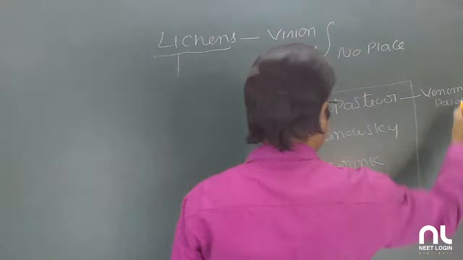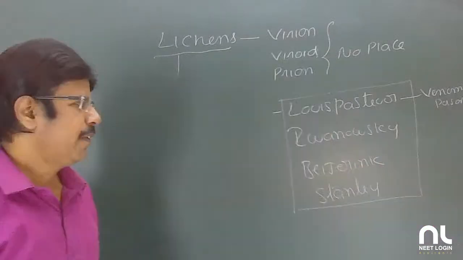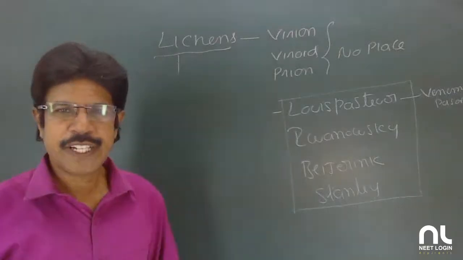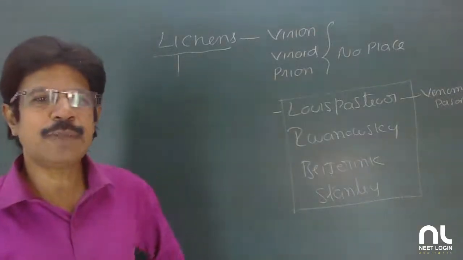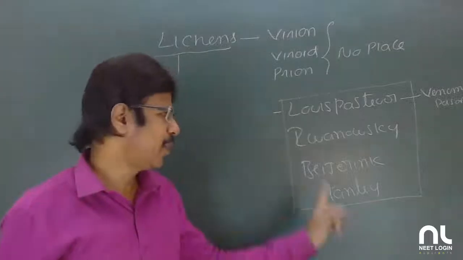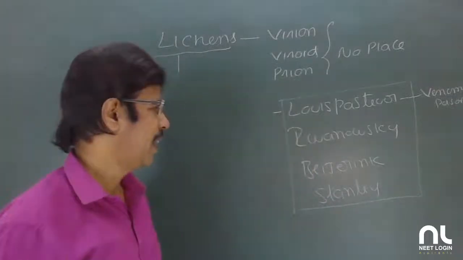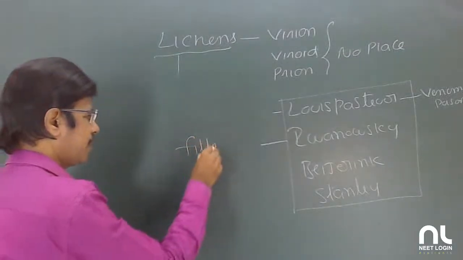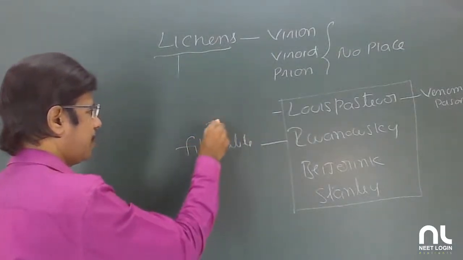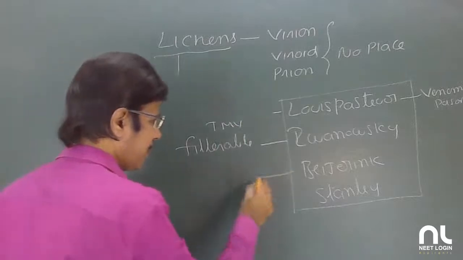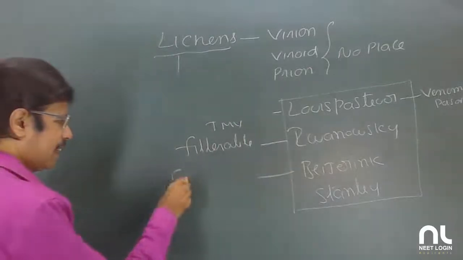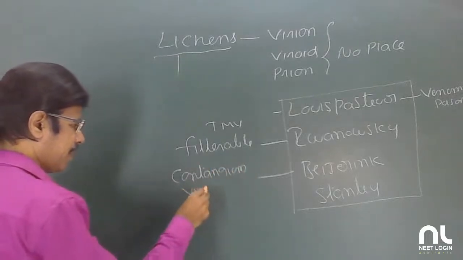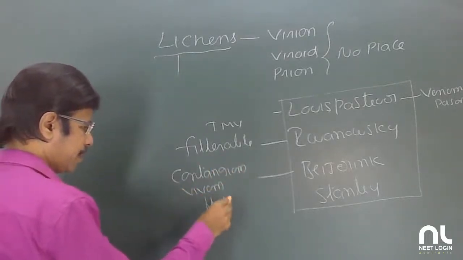Venom or poison. Ivanovsky observing the tobacco mosaic disease: the viruses are filterable through bacterial filters, according to Ivanovsky. And contagium, it is viruses which are filterable, tobacco mosaic virus. And Beijerinck, contagium vivum fluidum.